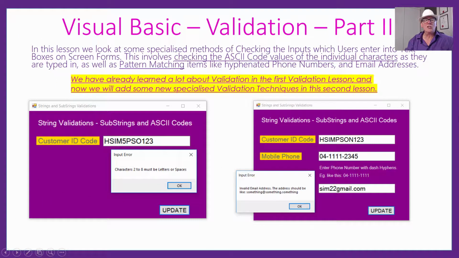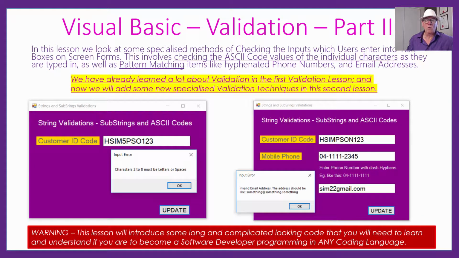So this is validation for more specialized things like product codes, customer IDs, people's names, email addresses, and phone numbers is what we're looking at in this lesson. All right, now just a warning, this lesson will introduce what looks at first like really super long and complicated code.